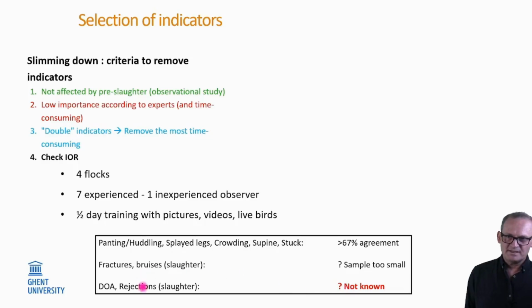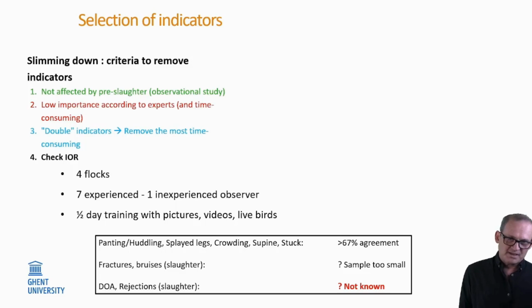And there's also 2 indicators called the DOA, the death on arrivals, and the rejections, which are based on information given by the slaughterhouse. So these are slaughterhouse records. And up to present, indicators like that have never been tested on reliability.